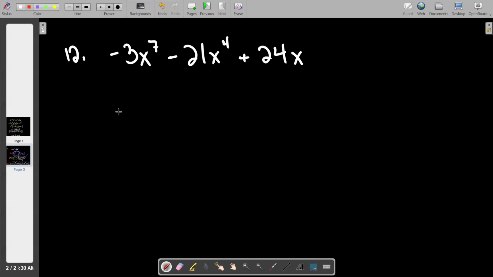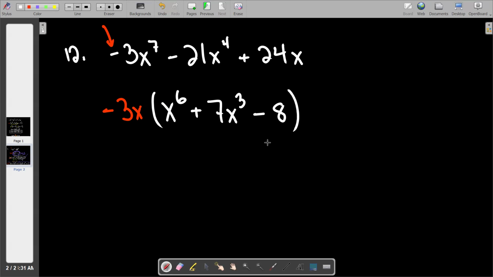Let's pull some stuff out. What do we pull? Do better. There are 3 parts to this GCF. I pull this negative. Good. I pull that 3 and I pull 1x. Any part of that is missing? Problem over. So here we go. We're left with x to the 6 plus x to the third minus 8. The reveal. There it is.